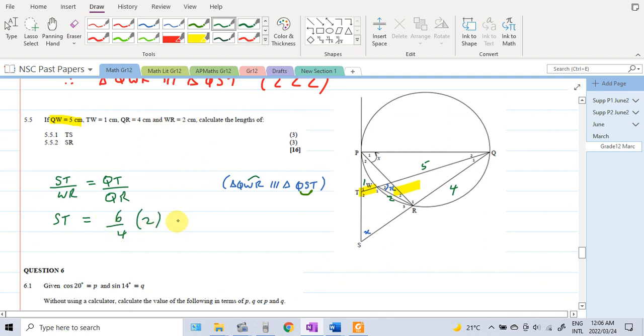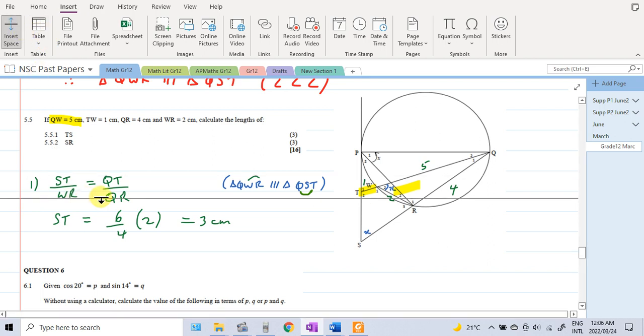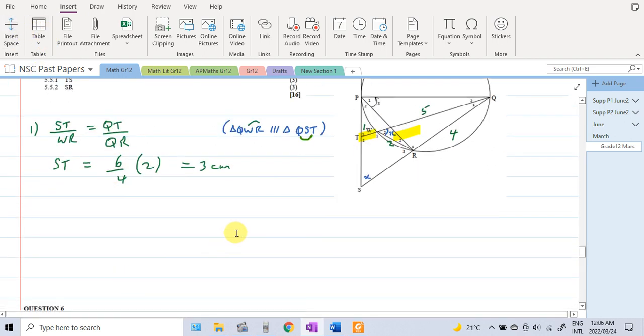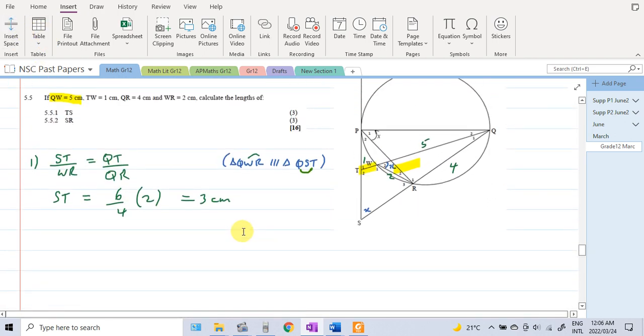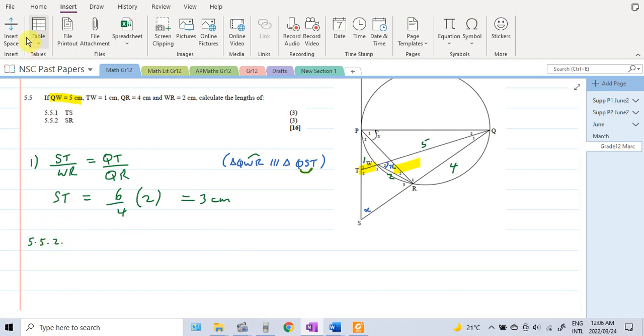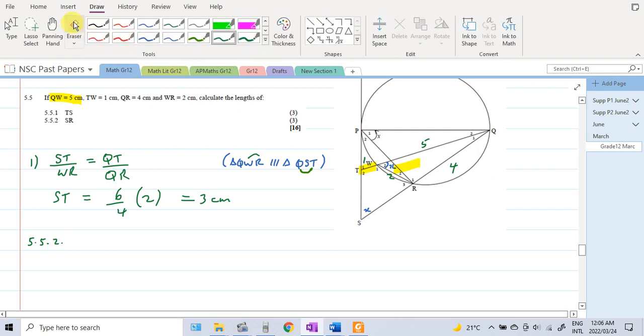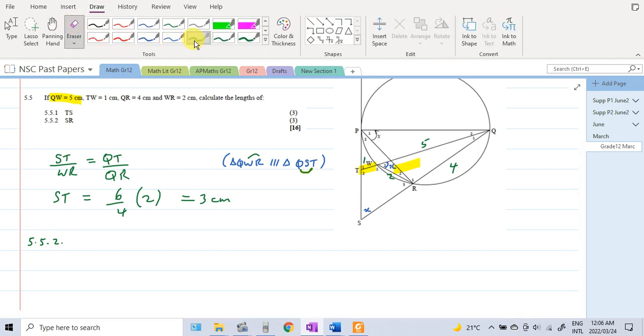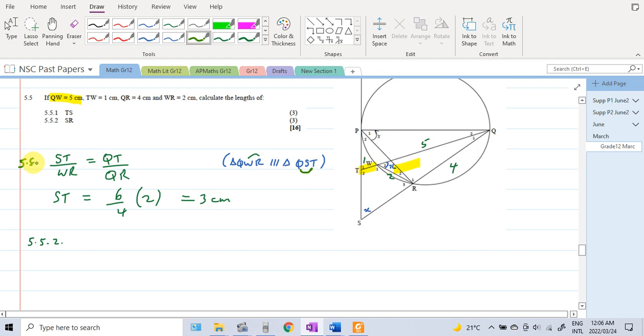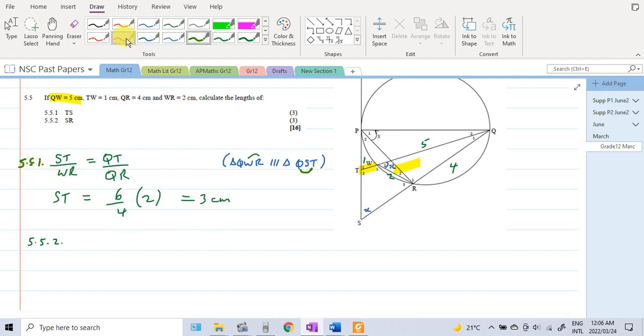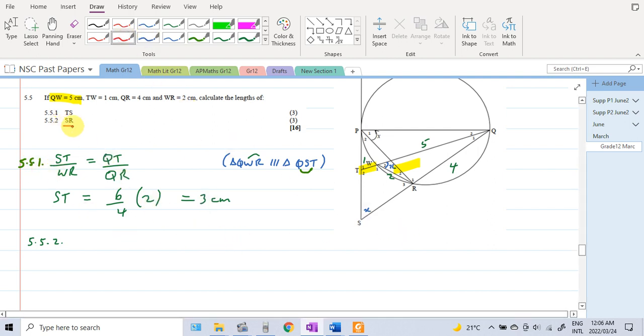So that was the first part. And the second part, let me just add some space inside here. That should be 5.5.1. Right. Now let's see, 5.5.2, we want to calculate what is SR. SR is right here. Now remember, SR doesn't make any triangle, so we need to find QS.